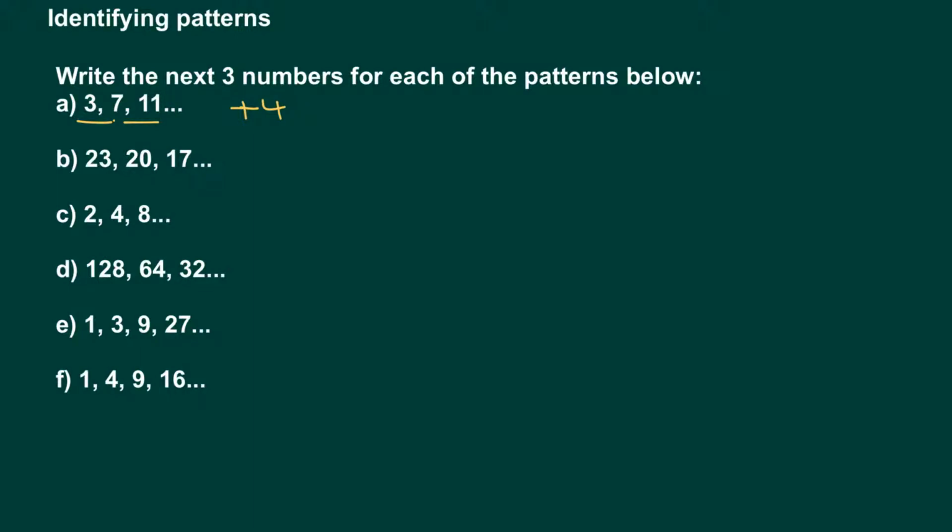So the next 3 numbers will be, so it's 3, 7, and 11. The next number will be 11 plus 4, which is 15. Next one will be 15 plus 4, which is 19. Next one will be 19 plus 4, which is 23. So these are the next 3 numbers in the pattern for part A.